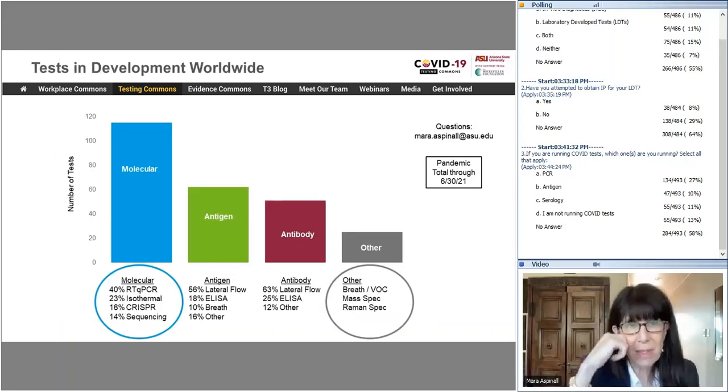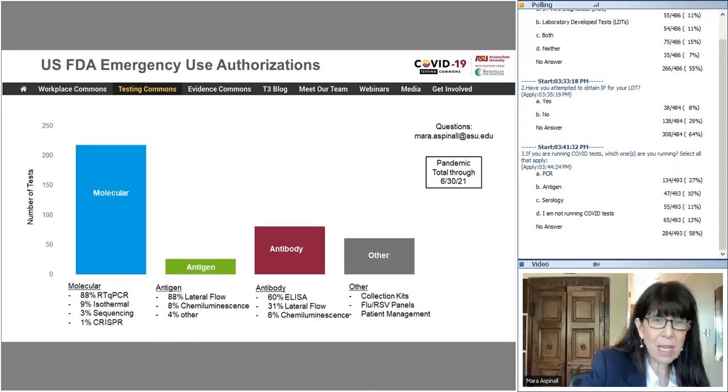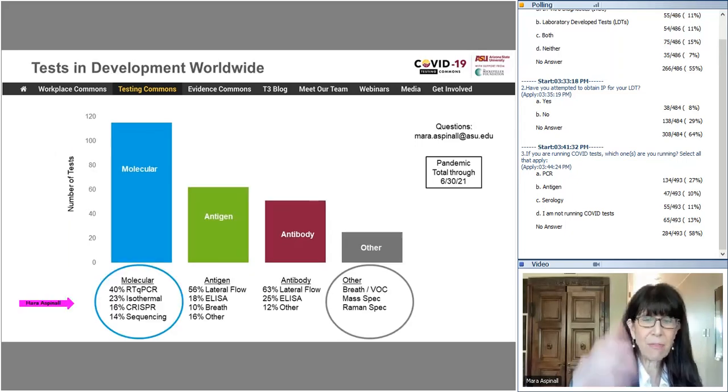But what about the future? If we look at testing development worldwide, not just the US, you remember from this slide, going back, 88% PCR, 3% sequencing, and CRISPR. Let's go back here. Only 40% of development is in PCR, a chunk in isothermal, and now we have a full 30% in CRISPR and sequencing. I think this will be the key area in the future.